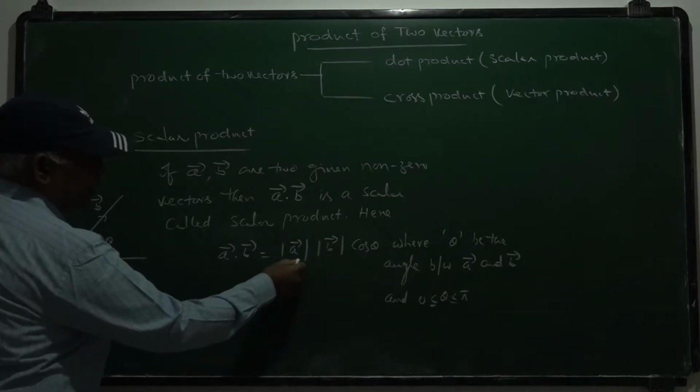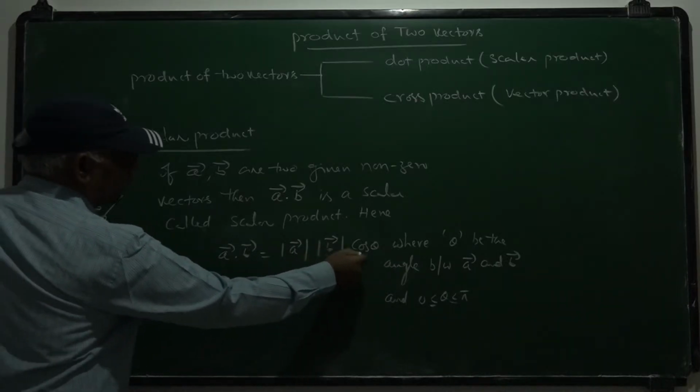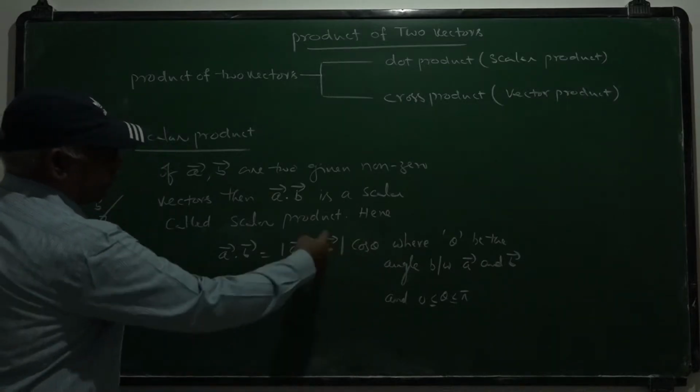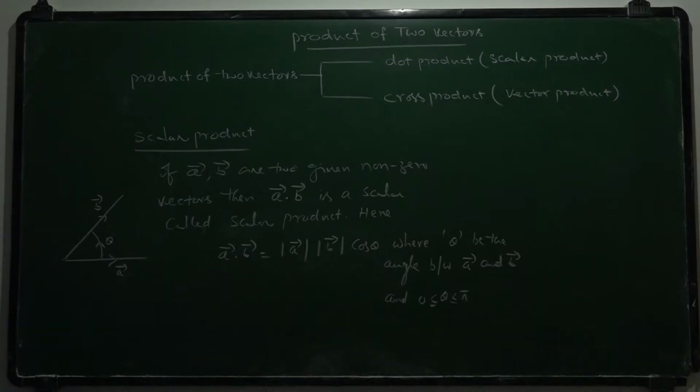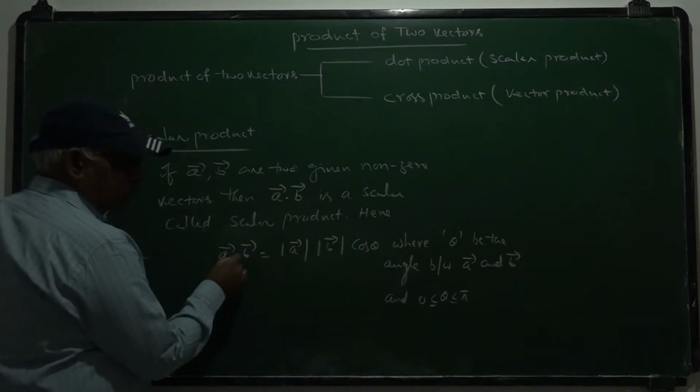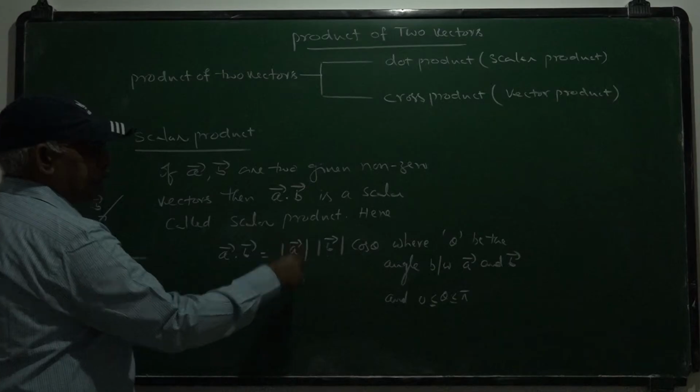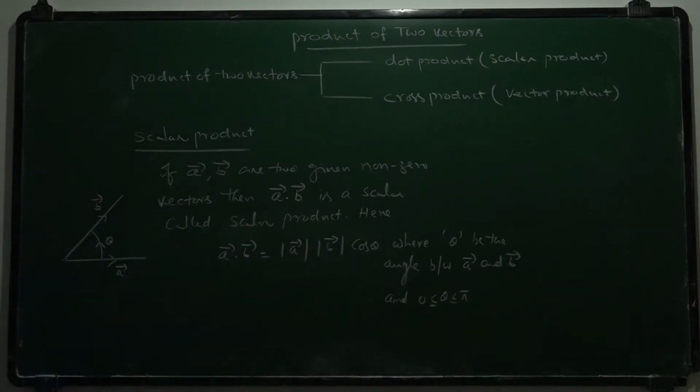Here mod a bar is a scalar, mod b bar is a scalar, and cos theta is a scalar. So the resultant of the product is a scalar, hence it is called scalar product, which is denoted by dot. So a dot b is modulus of a bar, modulus of b bar, cosine of angle between a bar and b bar. Here theta lies between 0 and pi. That is the definition of the scalar product. So a bar dot b bar always gives us a scalar.